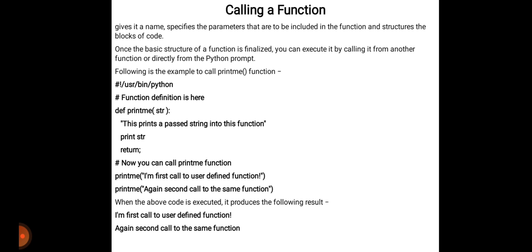So when the above code is executed, it produces the result in this manner: I am first called to the user defined function, then second call to the same function, third call to the same function, fourth call to the same function. So in this way it executes.